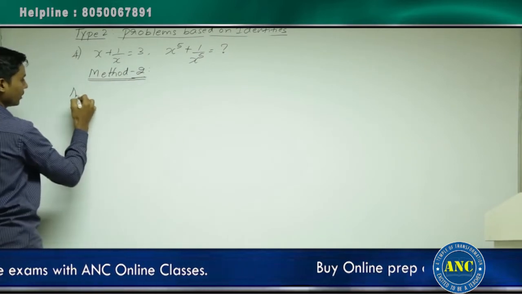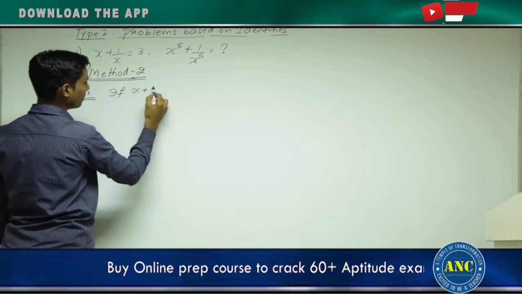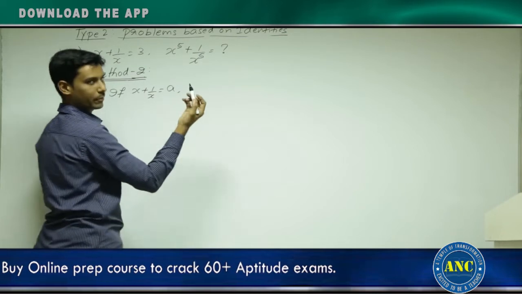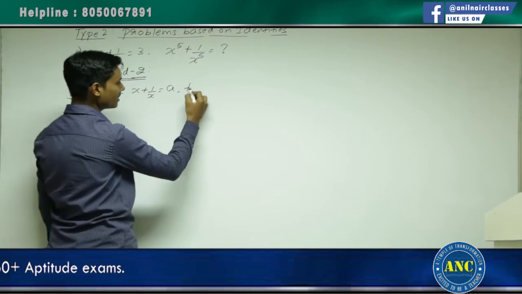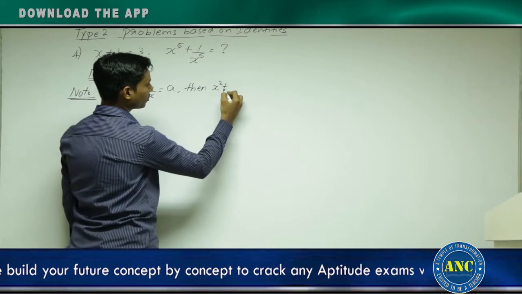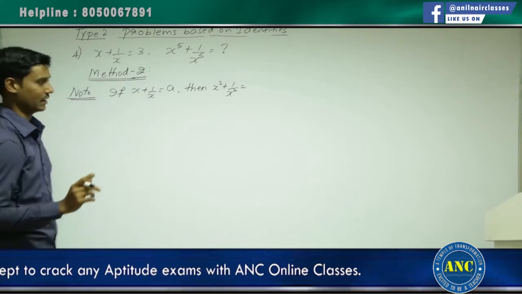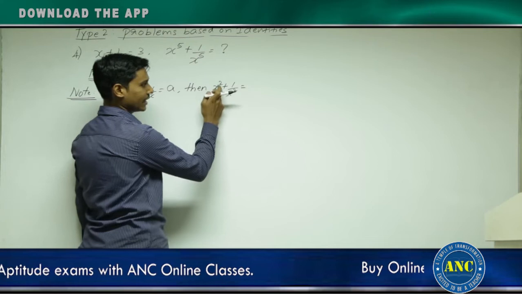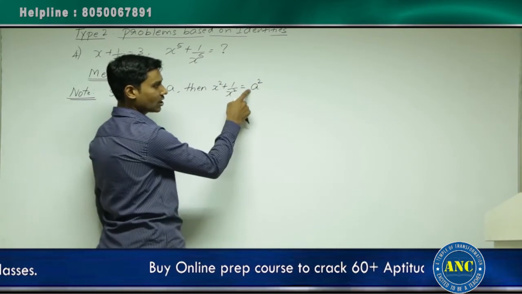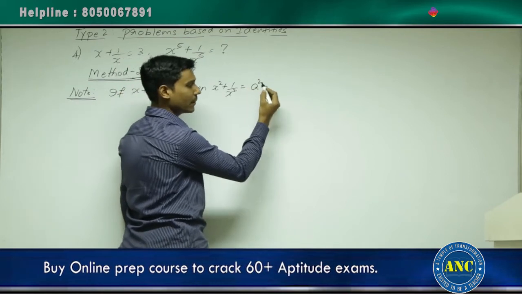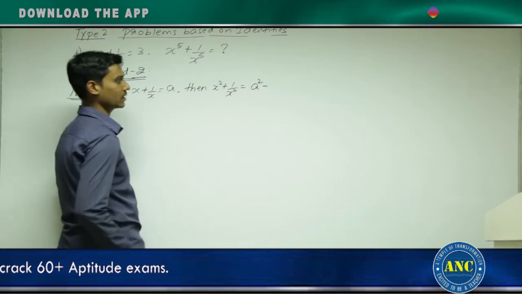Suppose you need to remember this. Suppose x plus 1 by x is equal to a, some constant. In this example it is 3. If x plus 1 by x is equal to a, then x square plus 1 by x square is given by, listen carefully, it starts from a square. The first term is plus, the second term should become minus. That means it is alternatively plus and minus.